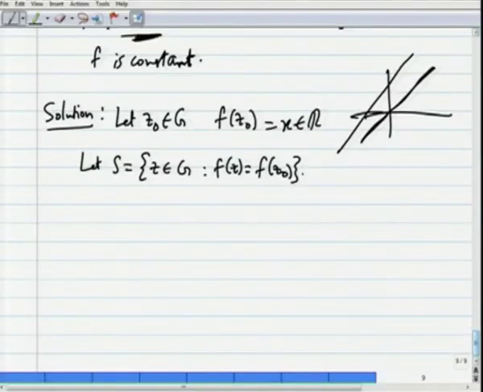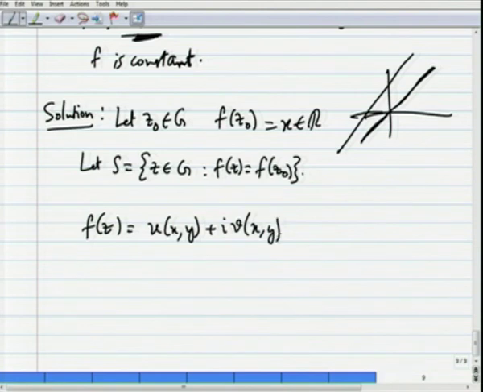Firstly, let us look at f of z, and separate it into its real and imaginary parts, which looks like u of x y plus i times v of x y, and u and v satisfy the Cauchy-Riemann equations. It is given that f of z is always real, which means v of x y is identically the 0 function on G. So, this is u of x y plus i times 0.